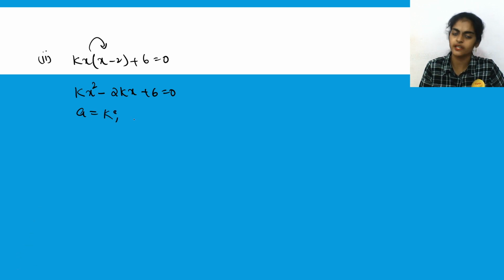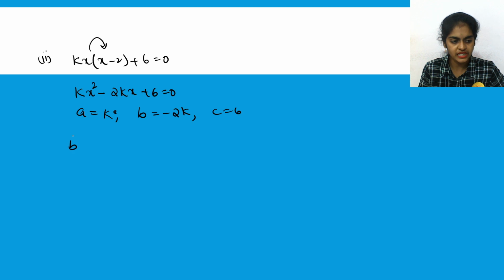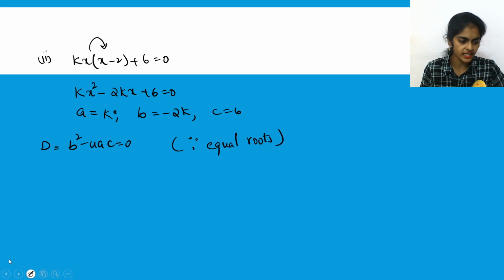In the place of a, you have k, the x square coefficient. b is the x coefficient, minus 2k, and c is the constant 6. Now, b square minus 4ac should be equal to 0 because our roots are real and equal. So the discriminant has to be equal to 0 since it is given that they are equal roots. Clear till here? Now, let us proceed further.